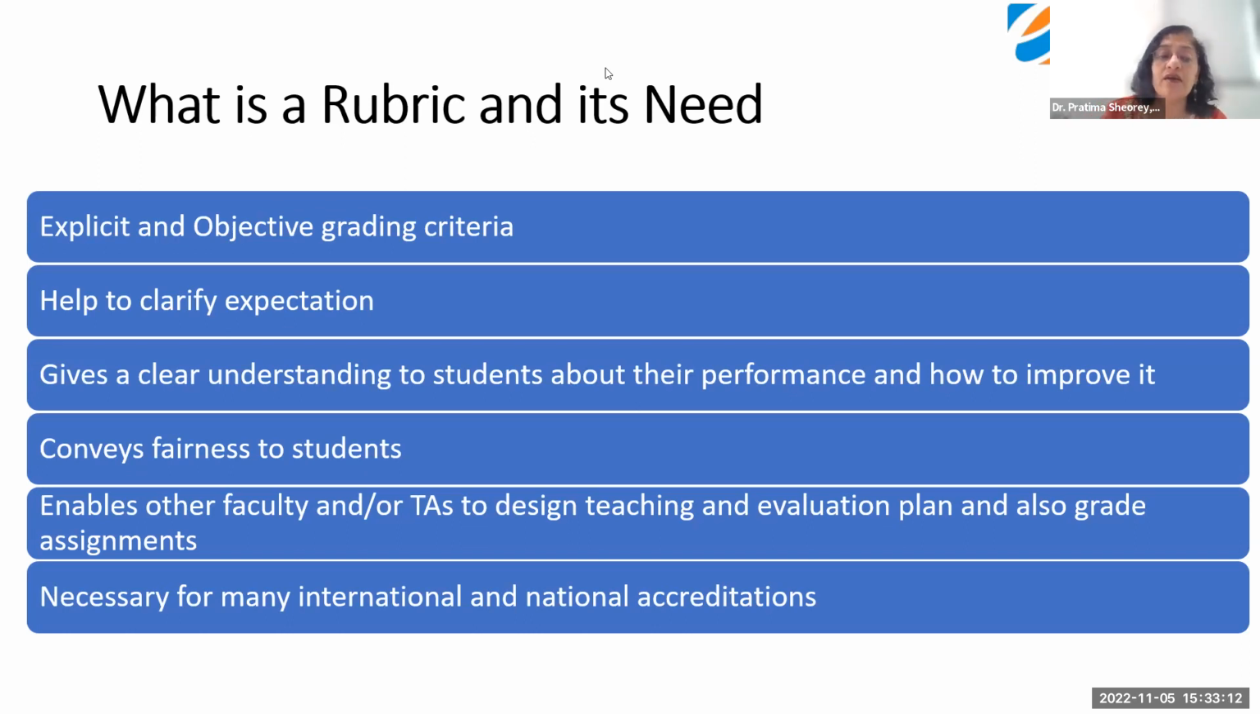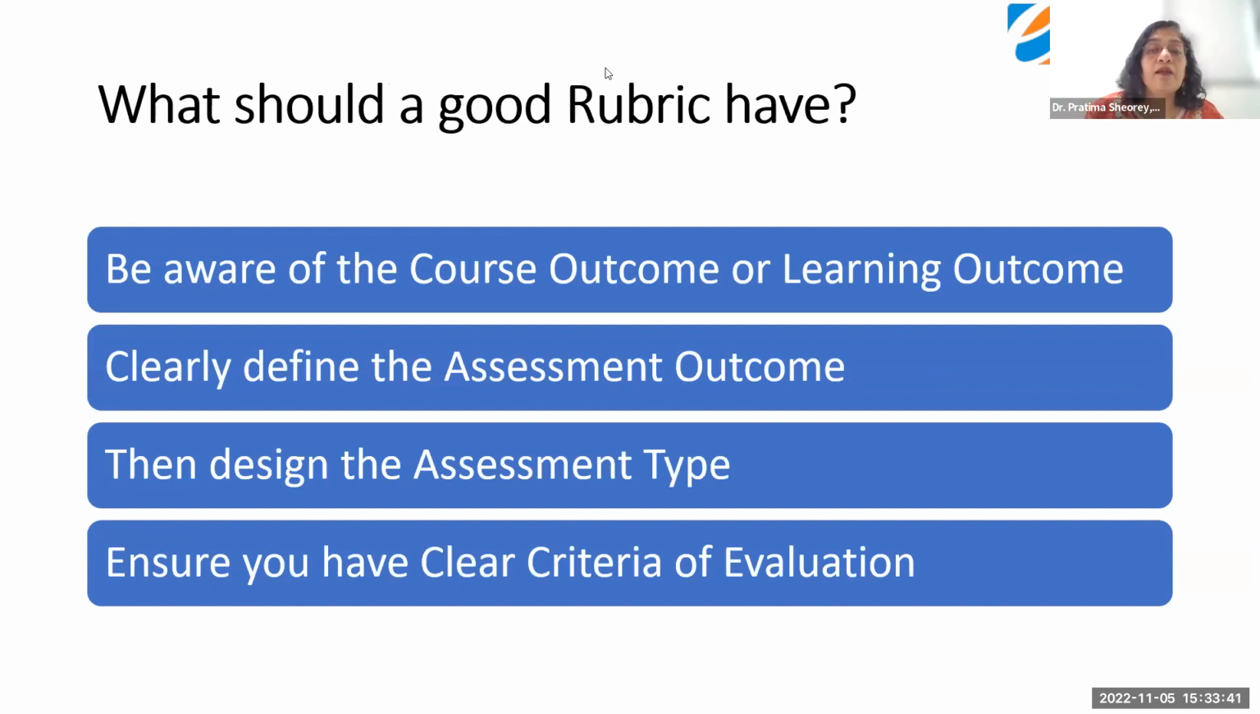Necessary, of course, having rubrics is almost mandatory for many international and national accreditations. Believe me, simply putting in POs and COs will not help unless you drill down to the rubric. Then the rubric combines into a good performance level and criteria, and then that combines into a good assessment, and then you'll be able to measure your course outcomes and their attainment, right?